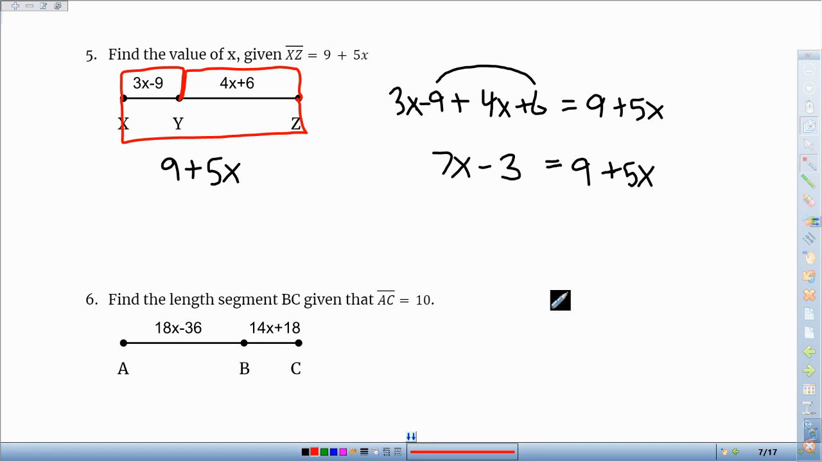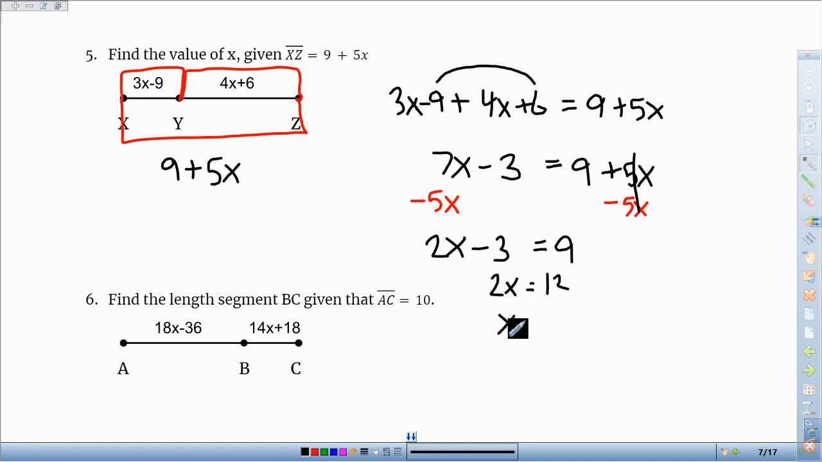From here, before I can start solving, I need to get my variables to the same side. You can move either one. I'm going to decide to move the 5x over to the left. So 7x minus 5x gives me a 2x. We've got this minus 3. Over on the right, these are gone. We have 9. Then basically a 2-step equation, adding 3 to both sides gives me 2x equals 12. Dividing both sides by 2, x equals 6. On this problem, that's what they're asking us to do. Always double check your directions.